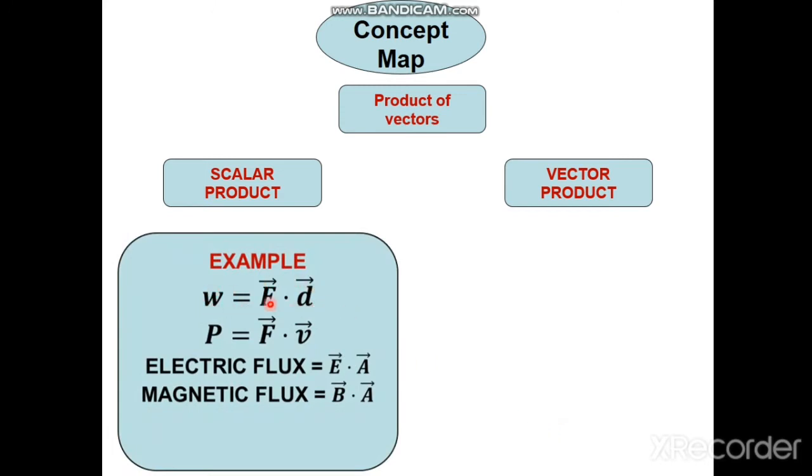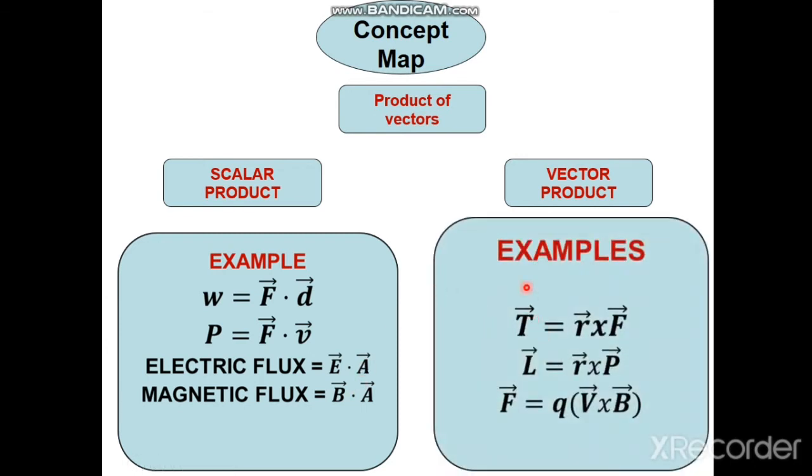So see, W is equal to F dot d. You can see there is an arrow above F and d. This means that both F and d are vectors, while there is no arrow above W, that is work. It means that work is a scalar quantity, and it is the result of the product of two vector quantities. So if the result of the product of two vector quantities is a scalar quantity, then such a product is known as scalar product. Other examples are P is equal to F dot v, electric flux is equal to E dot A, magnetic flux is equal to B dot A, where E is electric field, A is surface area, and B is magnetic field.